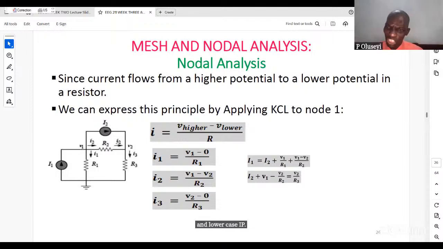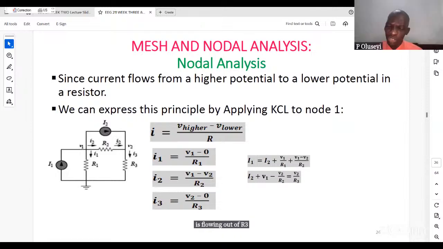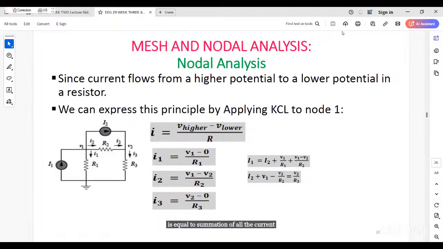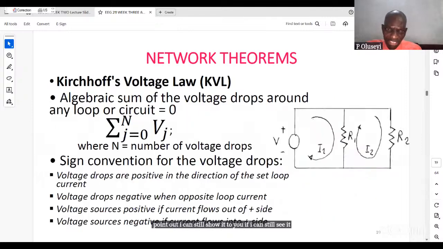Where is lowercase I3 going? Is it coming in or going out? It is flowing out of node 2 into R3. So into what? Resistor 3. Thank you. What is the principle I gave to you? I said the summation of all the current coming in is equal to the summation of all the current going out. Yes, sir.